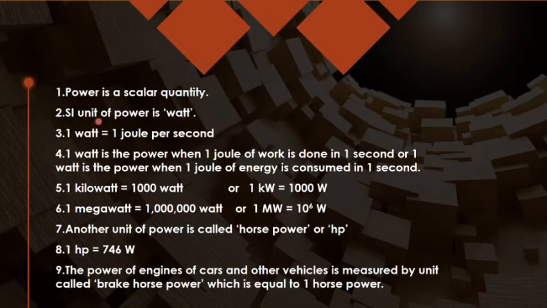If you want to write the unit of power, it is watt. Of course, 1 watt is equal to 1 joule per second. And 1 watt is defined as when 1 joule of work is done in 1 second. Of course, the bigger units we generally use are kilowatt, which is equal to 1000 watt, megawatt, which is 10 raised to the power 6 watt, and the horsepower, which is equal to 746 watt.